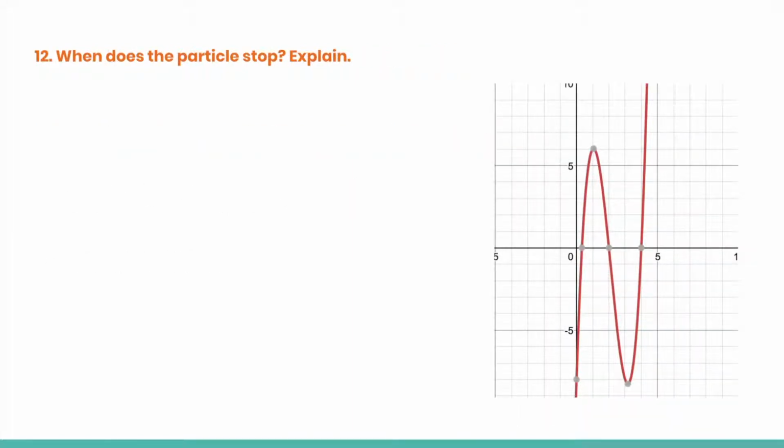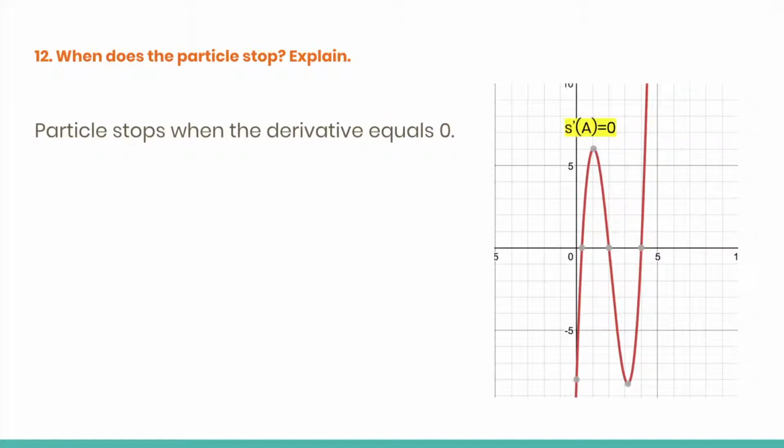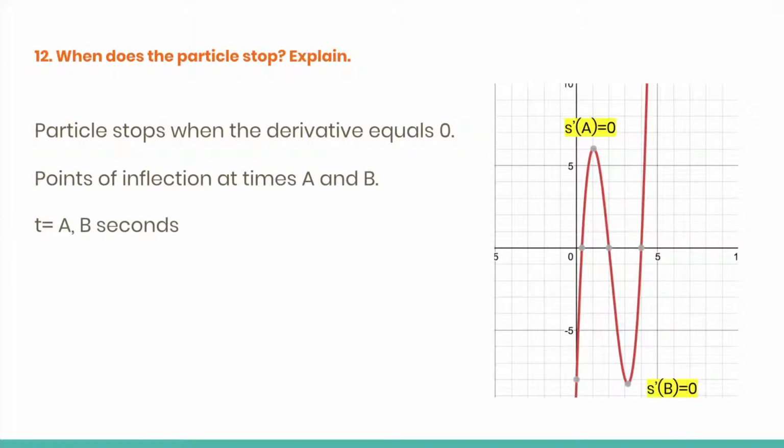Question number 12 is, when does the particle stop? The particle stops when the derivative equals 0. The derivative equals 0 at the points of inflection, and these are at times A and B. So your answer is t equals A and B seconds, because S prime of A and S prime of B both equal 0.